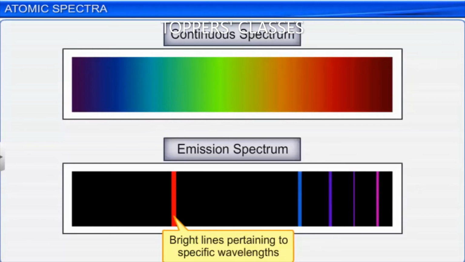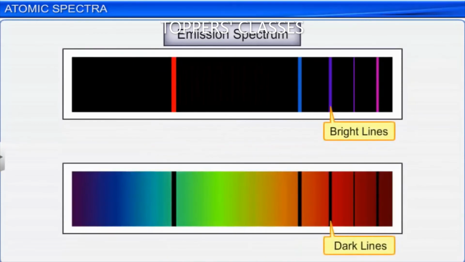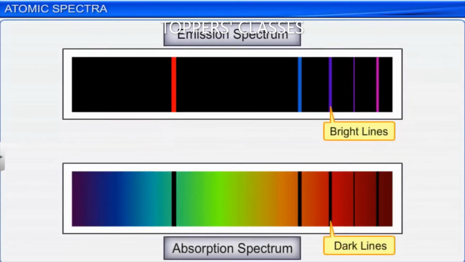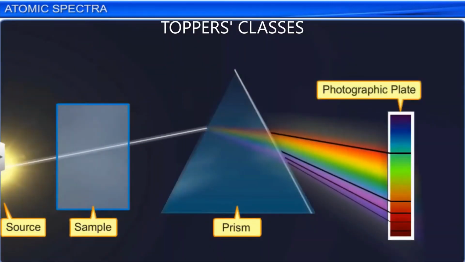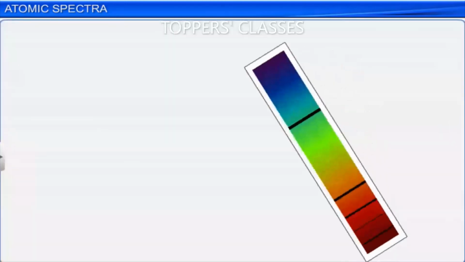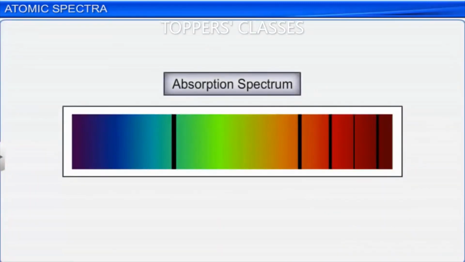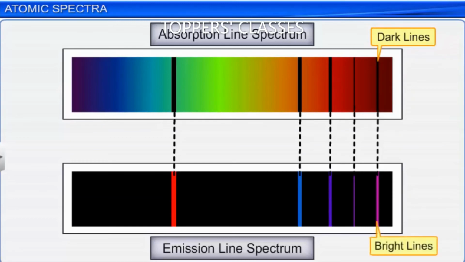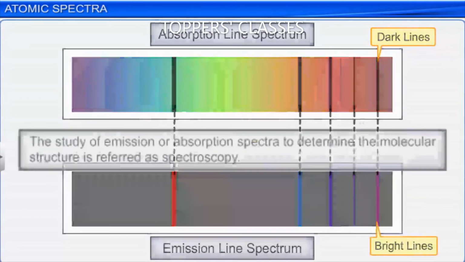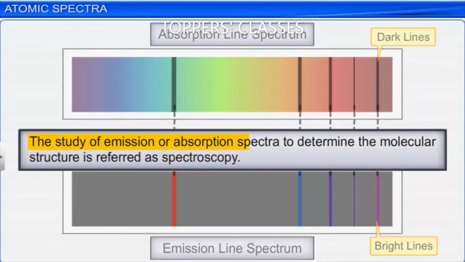A photographic negative of emission spectrum is the absorption spectrum. An absorption spectrum is recorded by passing a continuum of radiation through a sample which absorbs radiation of certain wavelengths. The missing wavelengths that correspond to the radiation absorbed by the matter leave dark spaces in the bright continuous spectrum. Unlike emission spectrum, absorption spectrum consists of a series of dark lines in the bright continuous spectrum. The study of emission or absorption spectra to determine the molecular structure is referred to as spectroscopy.